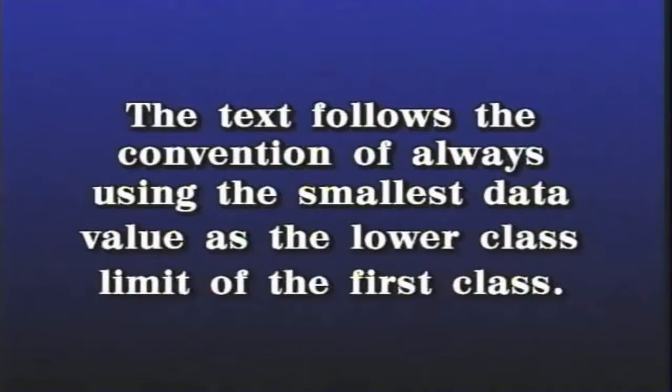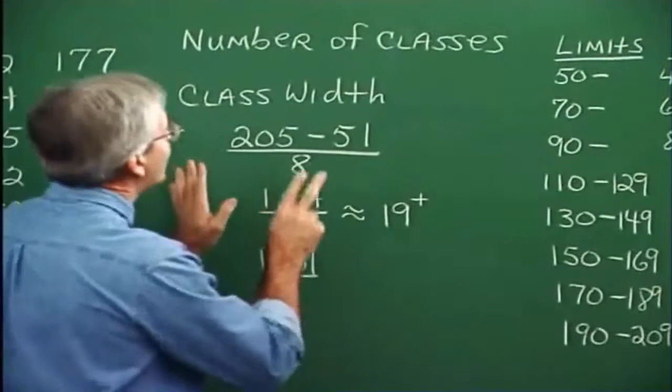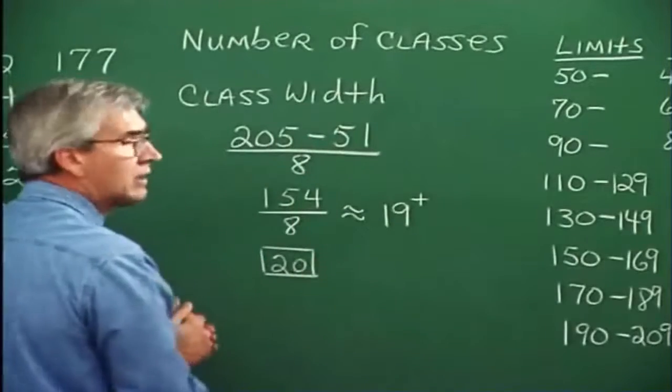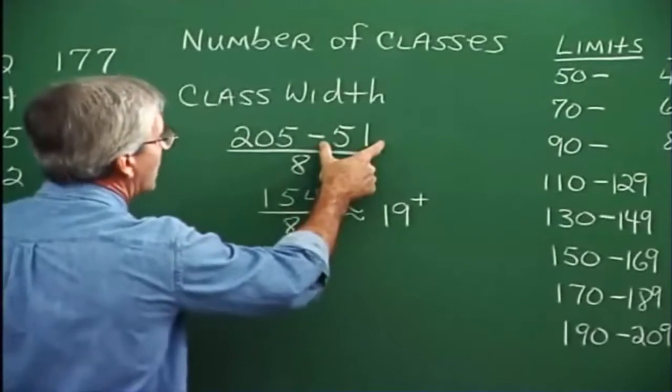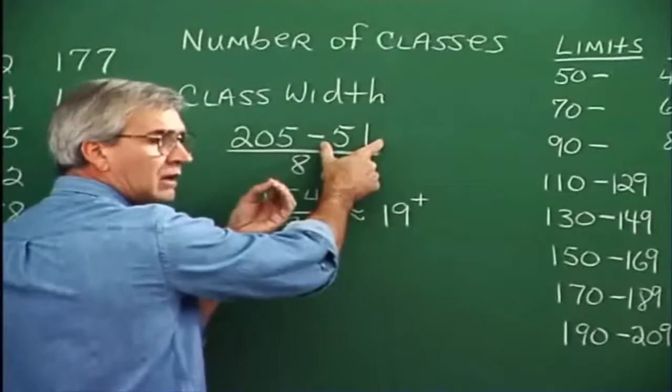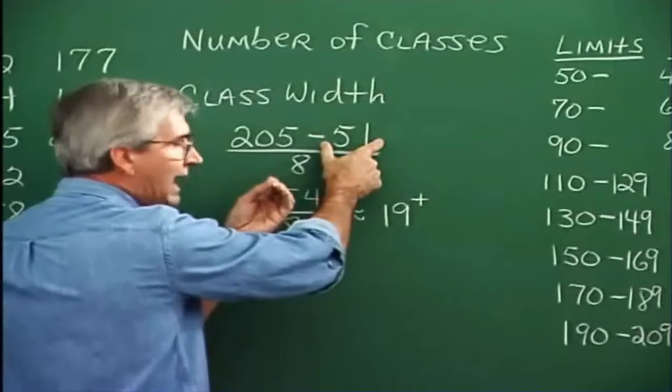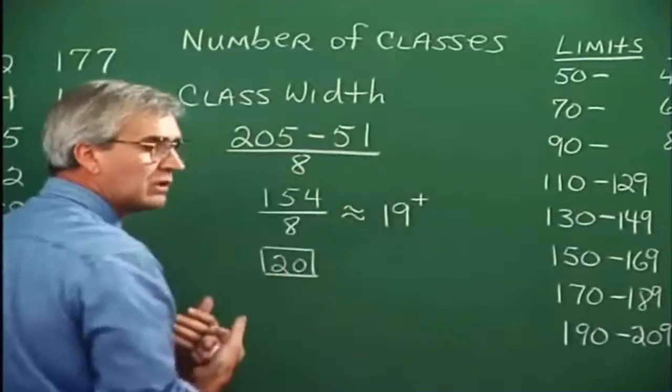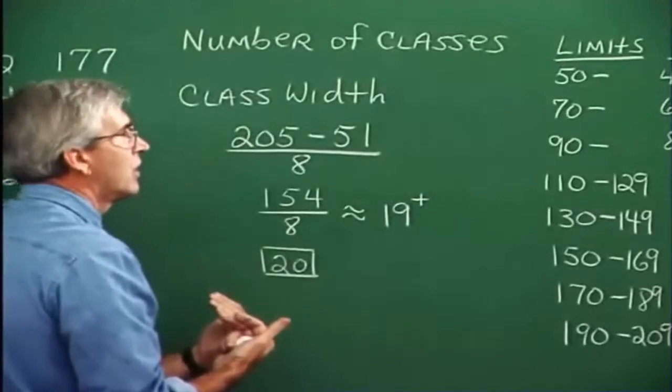Let me break in here and tell you, this might help you with your homework. The text follows the convention of always using the smallest data value as the lower class limit of the first class, and that's going to help you generate histograms that match the answers in the text. Okay, so we decide on class width, and we know from the lowest score that the beginning of our graph has to start at a value below 51. So I'm electing to start at 50.